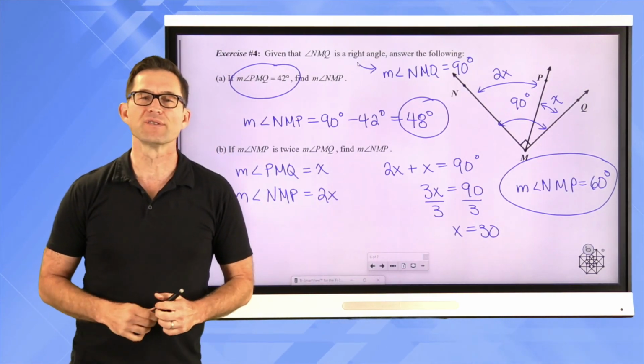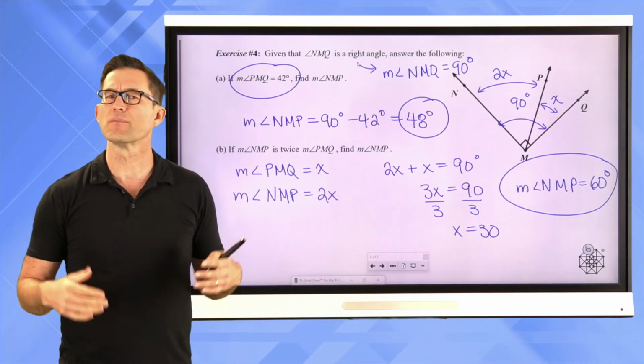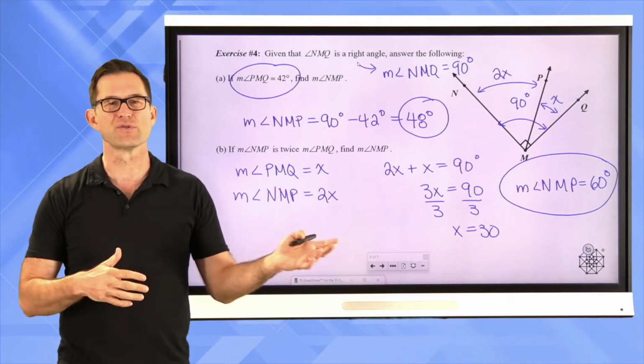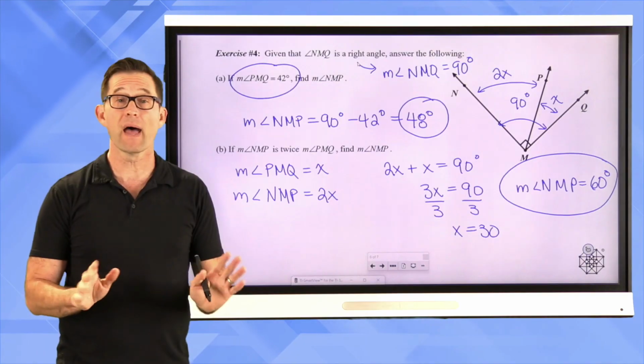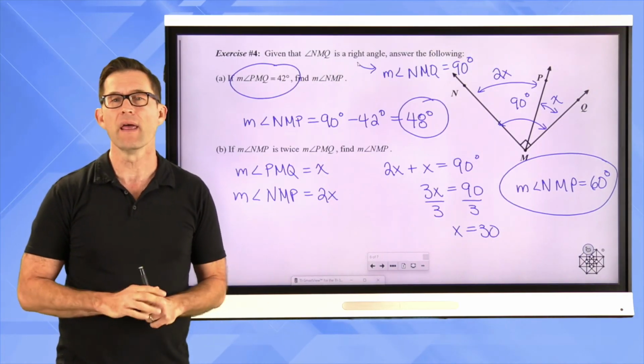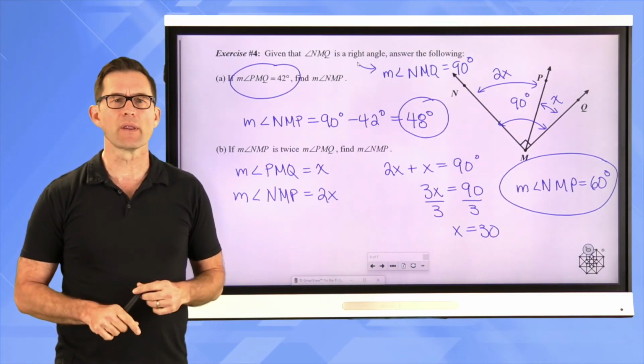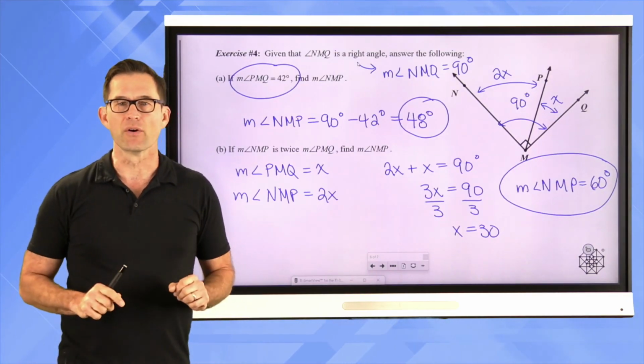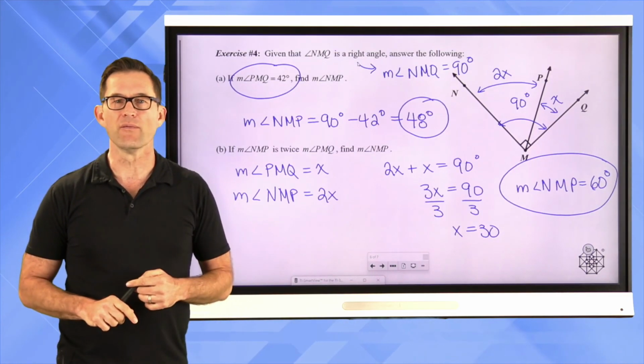Now, some of you might have just said, well, I know that the two angles add up to maybe 90. I need one of them to be twice the other one. Oh, those are 60 and 30. That's not bad. You know, there's nothing particularly wrong about that. Of course, if it was something a little bit trickier, like one angle is 5 times the other one, that might be a little bit harder, and that's where the algebra would be really helpful.